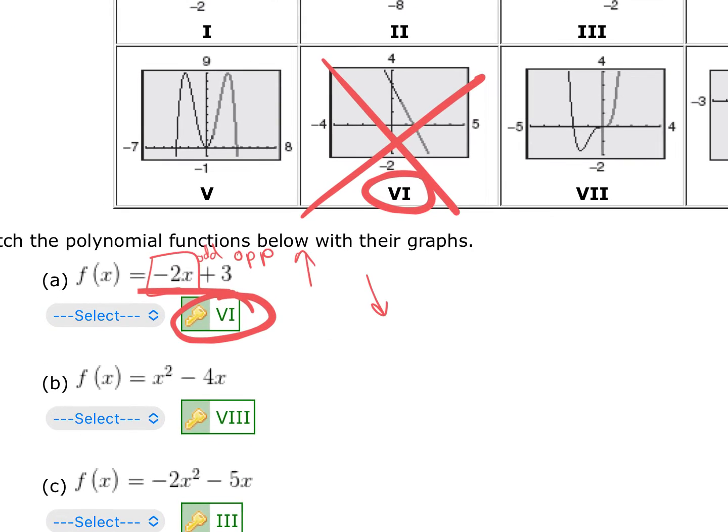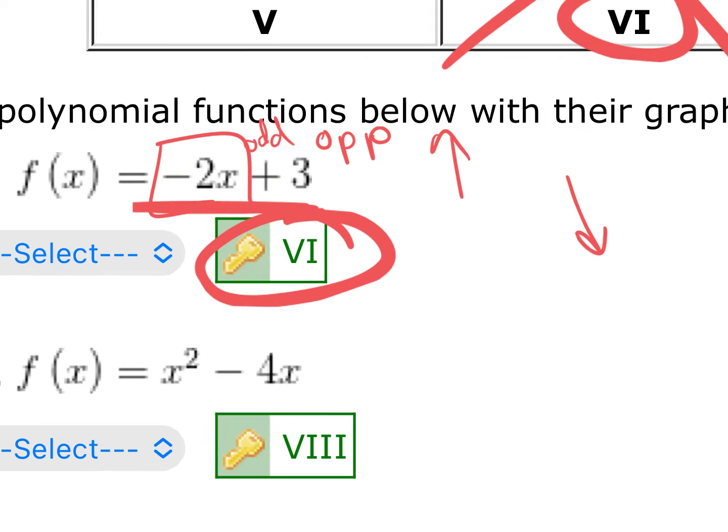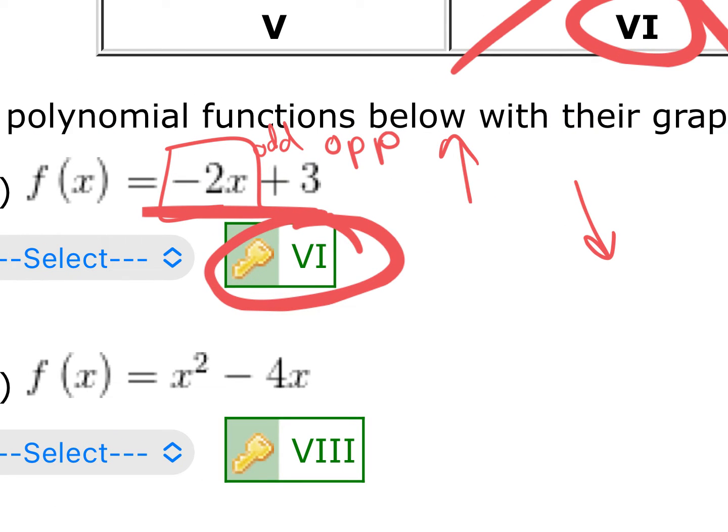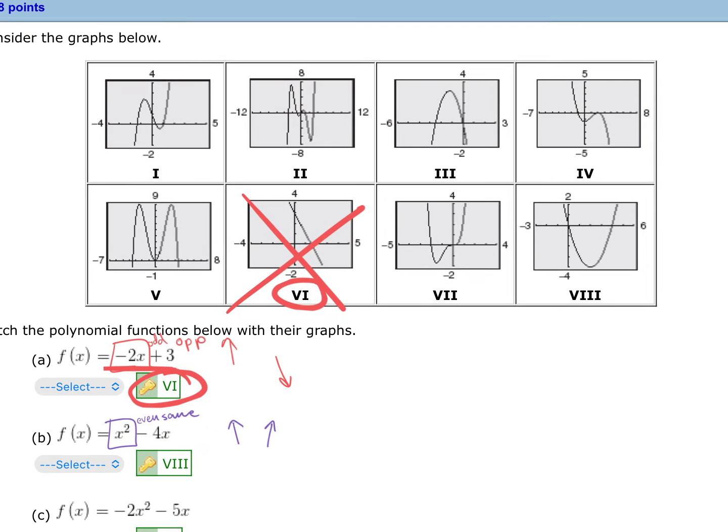Let's look at b. Here I have x squared minus 4x. So which term here am I supposed to look at to determine the end behavior? The x squared. So is it even or odd? Even. So are they going to go in the same direction or opposite directions? Even means same. And is it positive or negative? Positive. So is the right arrow going to go up or down? Right arrow goes up. What about the left one? Up. So looking at my graphs, which one do I have that both arrows go up and up? 8 and 7. So I have 2 options here.